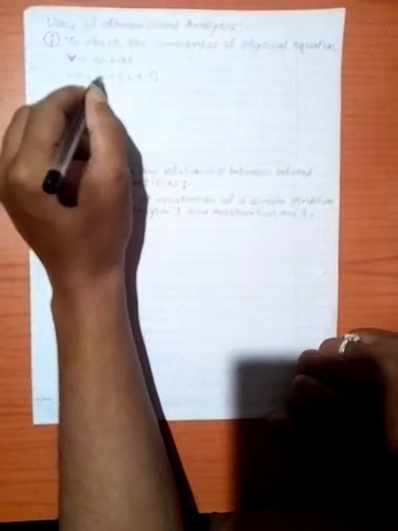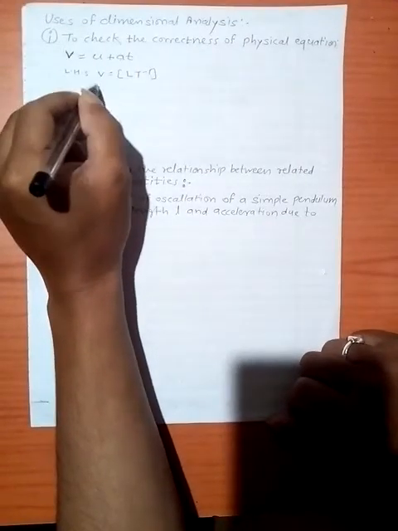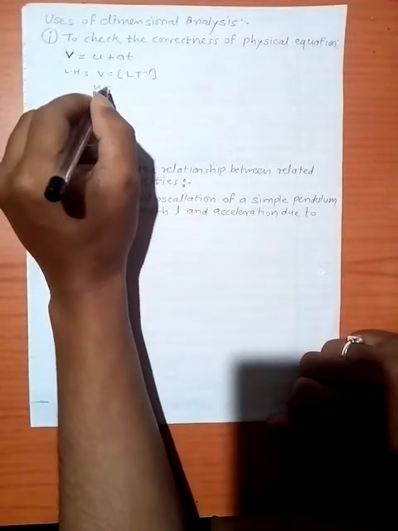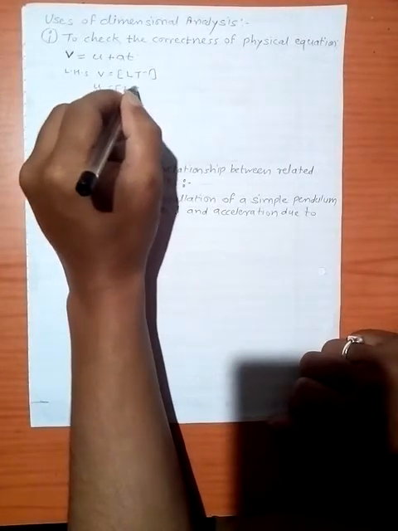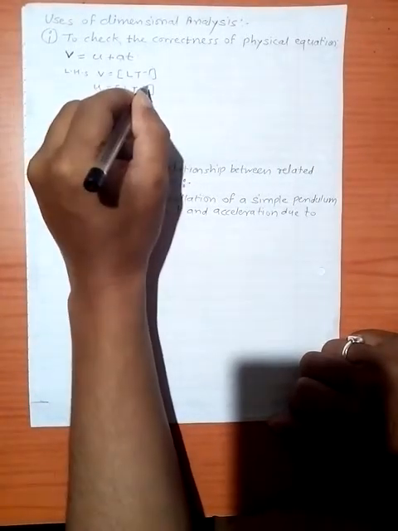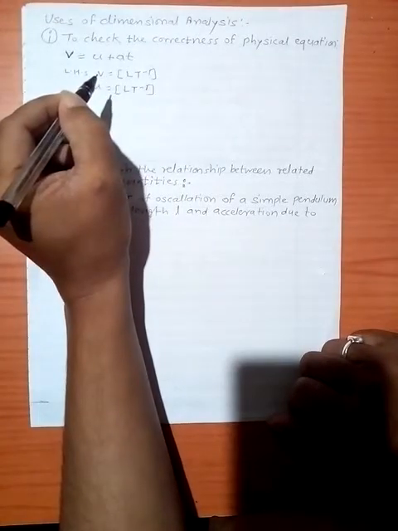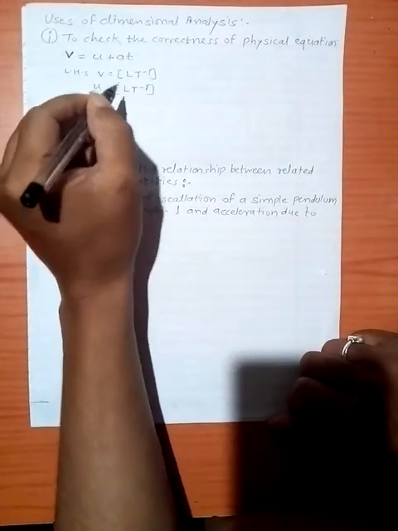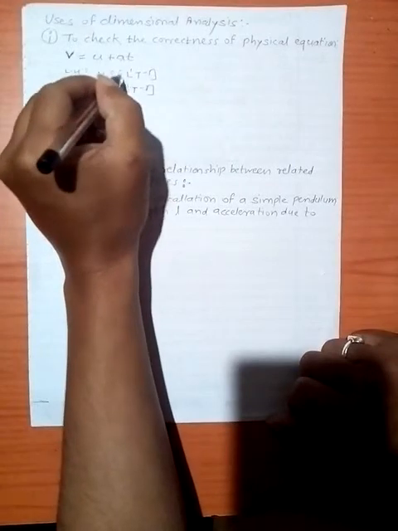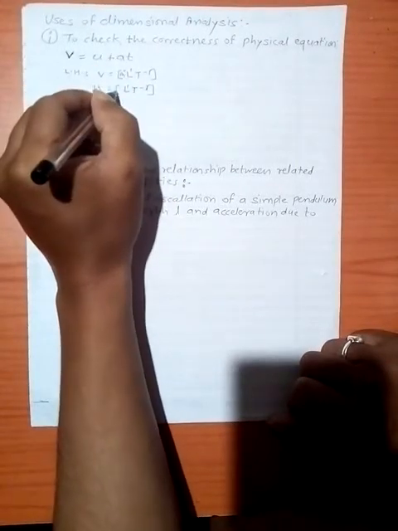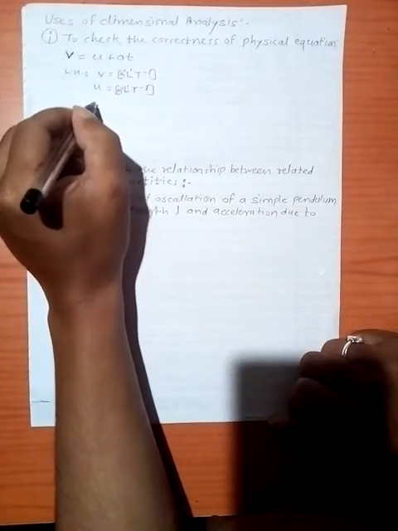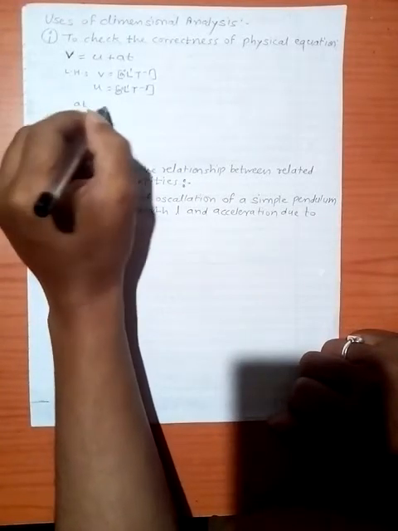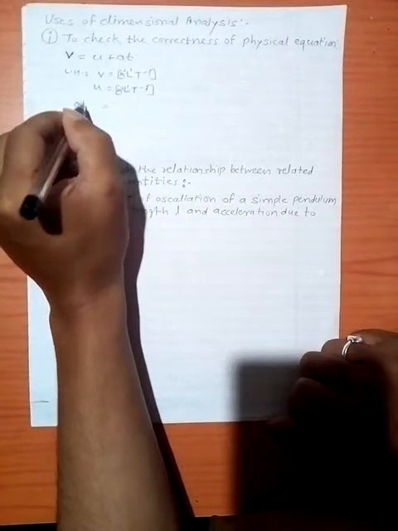Suppose v is the final velocity and u is the initial velocity; its dimensions are also L t raised to minus 1. So actually L raised to 1, m raised to 0, because there is no mass, and t raised to minus 1. Also at, which is acceleration into time.